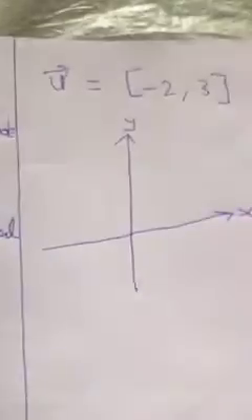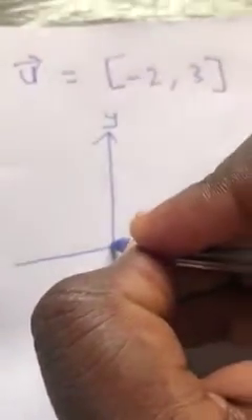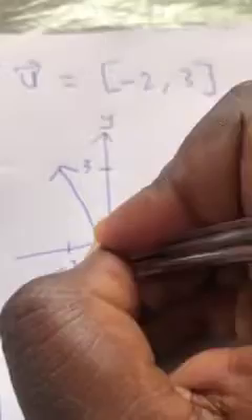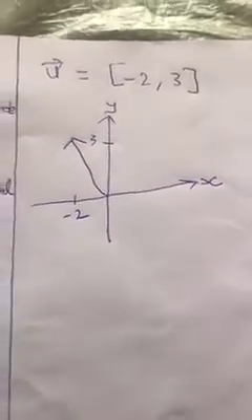So we are going towards the second quadrant, right? Of course we have our origin here. So this is what I'm going to do. I'm going to say that this is my 3, and then basically this is my -2. So this is the graph.